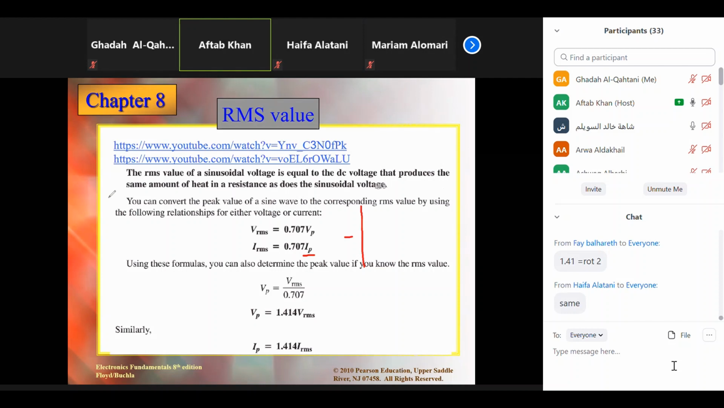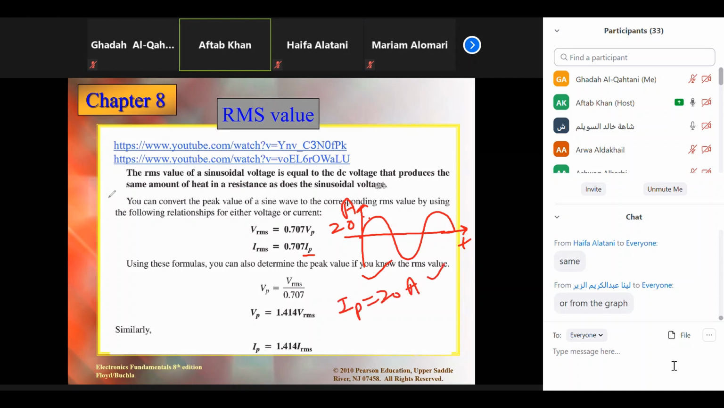It will be there, or maybe we can give you this waveform. We will say this is the waveform. The peak value is 20 ampere. This is ampere. So it is given to you already. From this graph you can get it, that is, IP is 20 ampere. So you just put it in the formula and you can calculate the IRMS value.